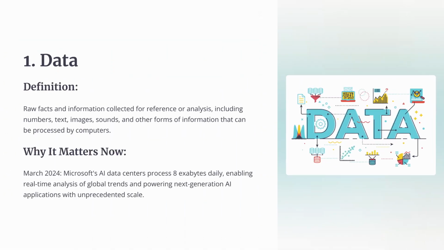Data is raw facts and information collected for reference or analysis, including numbers, text, images, sounds, and other forms of information that can be processed by computers. Let me break this down for you. Think about your day so far. Every time you checked your phone, sent a text, or took a photo, you were creating data. It's the fundamental building block of all AI systems.